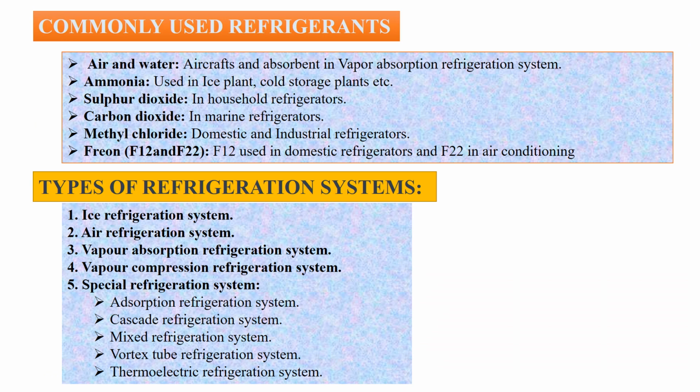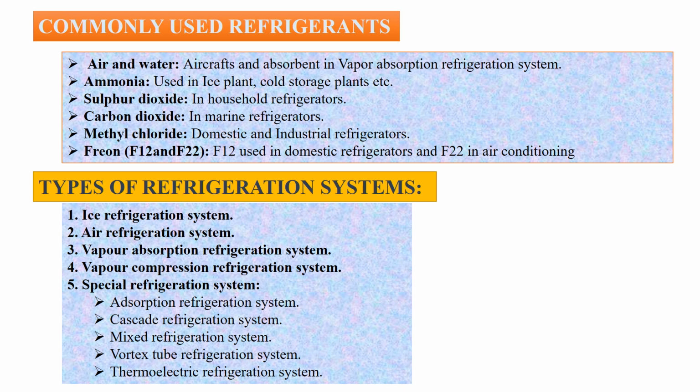Okay, and then the commonly used refrigerants. There are six commonly used refrigerants: air and water, ammonia, sulfur dioxide, carbon dioxide, methyl chloride, and Freon 12 and 22. The first is air and water. Air is used in the aircraft industry, and water is used as an absorbent in vapor absorption refrigeration systems. Ammonia is commonly used in ice plants.